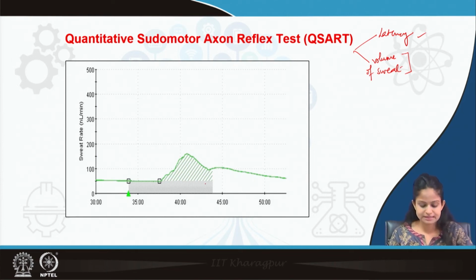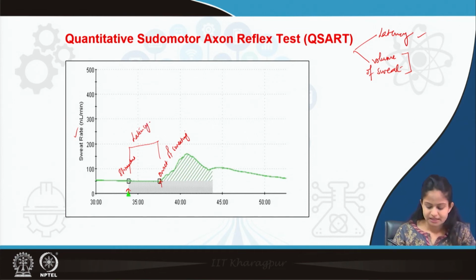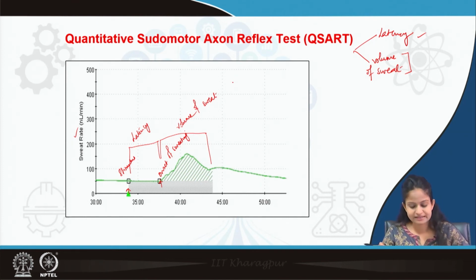Now, in the diagram we see the time and the sweat rate. This is where the stimulus is given, and this is where the sweating starts, that means the onset of sweating. This period is the latency, and from here till here we get the sweat volume. In this way we can calculate the latency and the volume of sweat in the QSART.